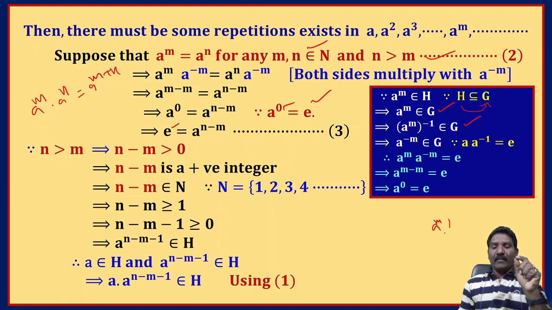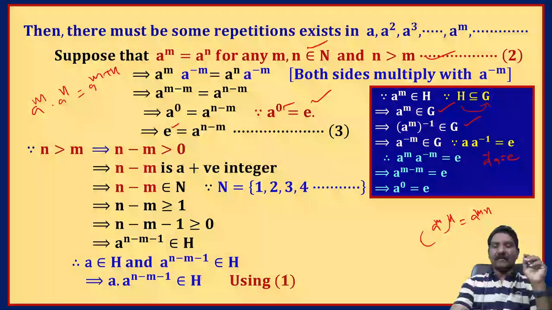A power m inverse is a power minus m, since a power m whole power n is equal to a power mn. So a power minus m belongs to G. So a power m belongs to G and a power minus m belongs to G, inverse elements. We know that a into a inverse equals a inverse into a equals e. Therefore, a power m into a power minus m equals e. A power minus m is the inverse element of a power m.